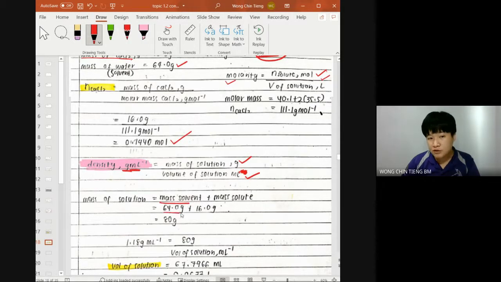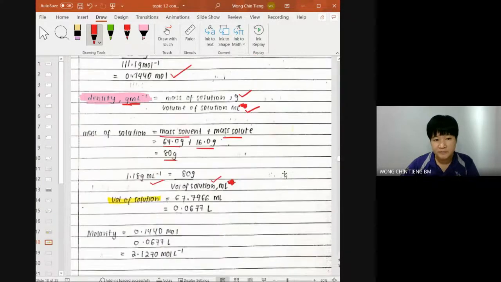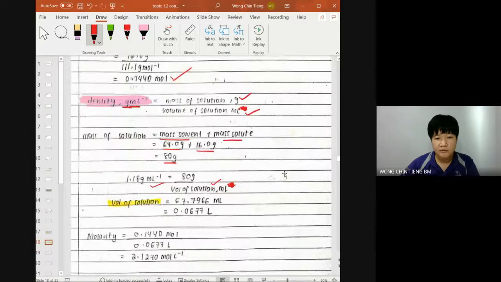And then, you calculate the mass of solution by simply using the solvent yang diberi 64 gram. Mass solute diberi 80 gram. You get the mass of solution. And then from the mass of solution, put into the density. This is the formula of density. Put it in. Sayang, milliliter dah per, tak payah negative 1. You get the volume of solution. So the volume of solution calculated in milliliter.